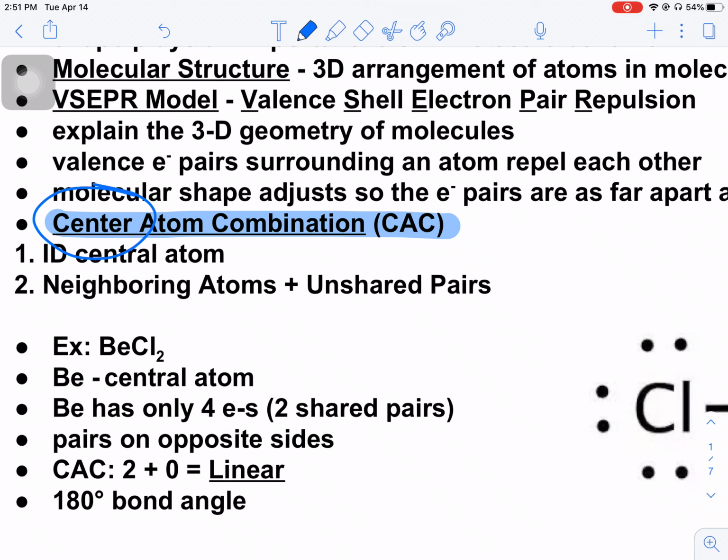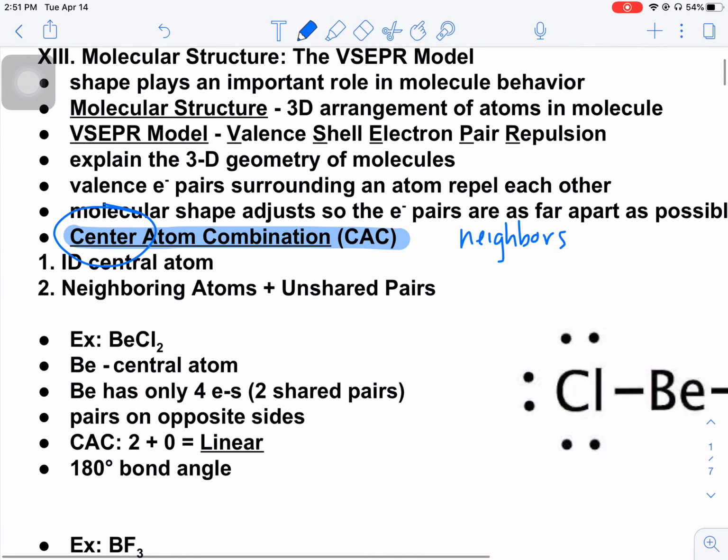The second part is we need to know how many neighbors that central atom has, and that's going to be a number: 1, 2, 3, maybe 4, 5, or 6. And the last thing we need to know is how many unshared pairs or lone pairs that central atom has. So identify the central atom, how many neighbors it has, and how many unshared pairs or lone pairs it has. Let's dig in and do some examples.